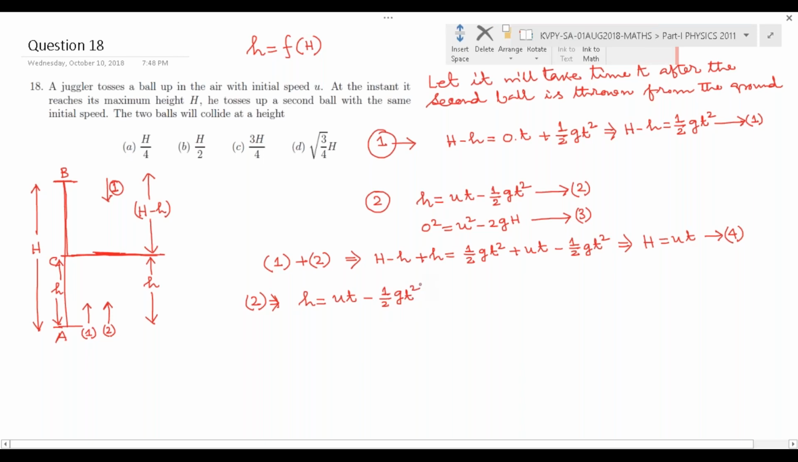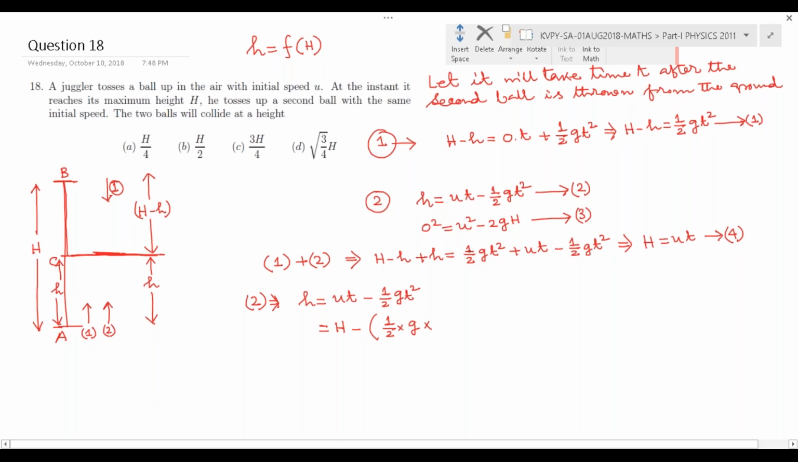Okay. So that is equal to what? U into T is equal to capital H, as we already found it out. And then we get half into G into T square. What is T square? T square we can find from equation 3. If you look into this equation 3, from the third equation we get what?